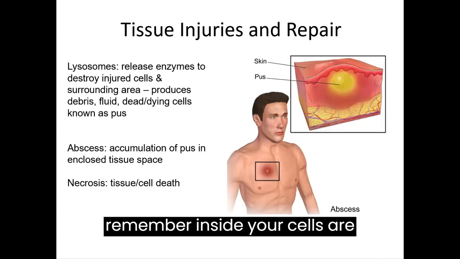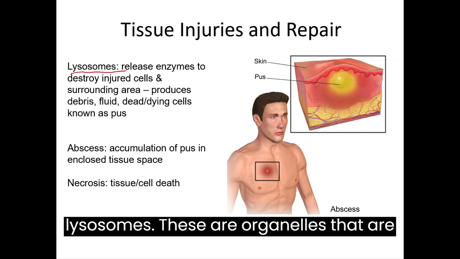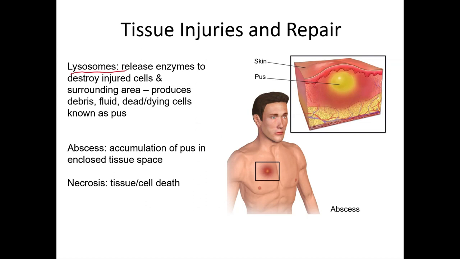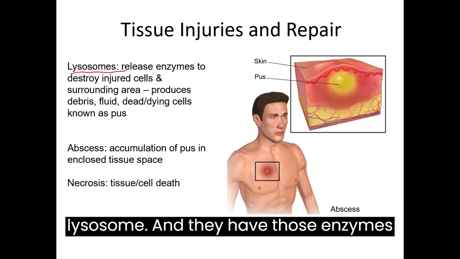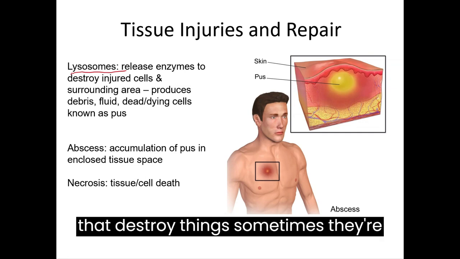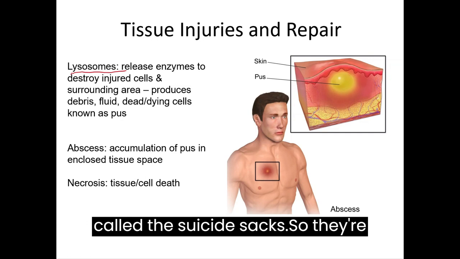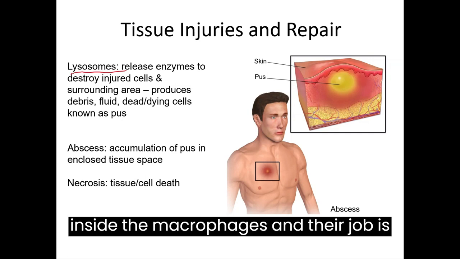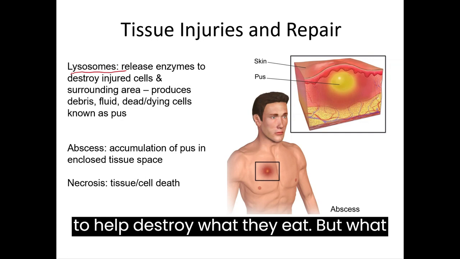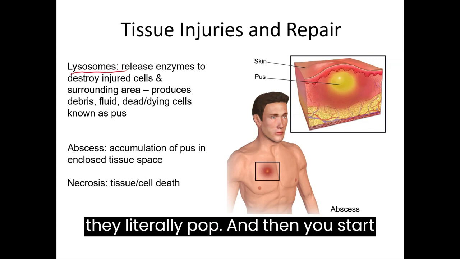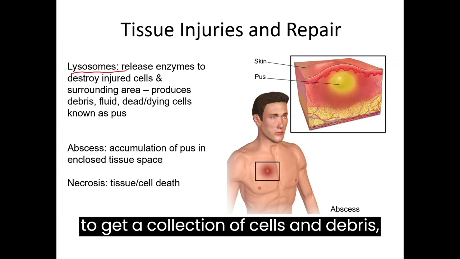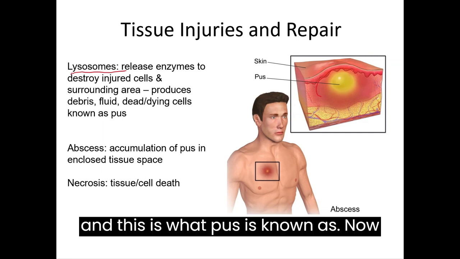And so you might remember inside your cells are lysosomes. These are organelles that are inside. So when a macrophage takes something in, it can go in this lysosome, and they have those enzymes that destroy things. Sometimes they're called the suicide sacs. So they're inside the macrophages, and their job is to help destroy what they eat. But what can happen is those cells eat so much they literally pop, and then you start to get a collection of cells and debris, and this is what pus is known as.